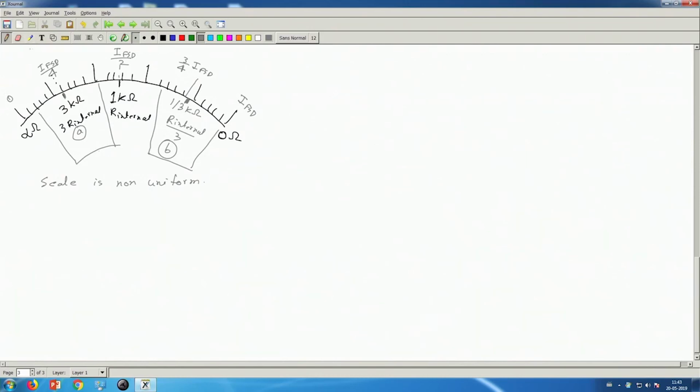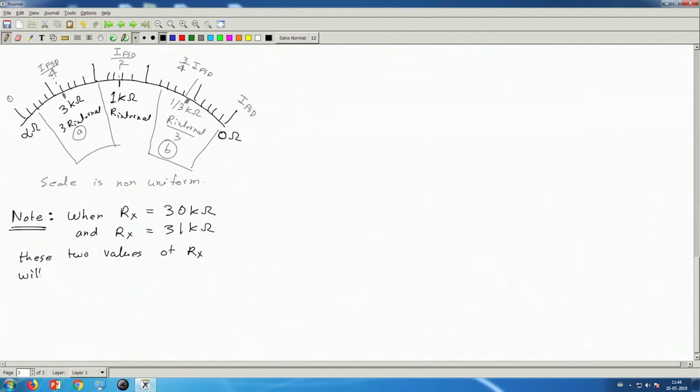Note that when Rx is equal to, say, 30 kilo ohm, and in another situation Rx is equal to 31 kilo ohm, these two values of Rx will be very close to each other on this scale.